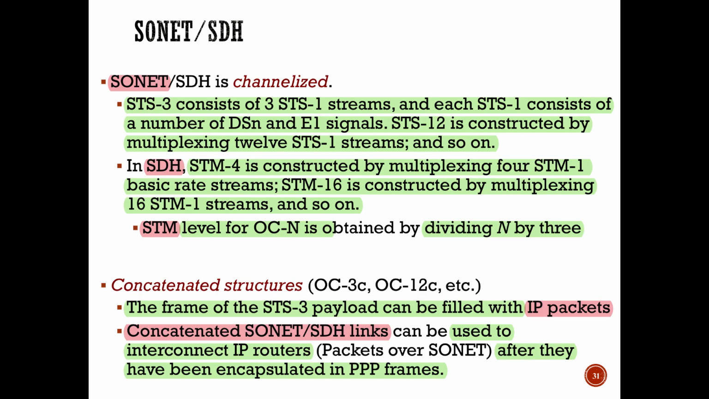SONET/SDH is channelized. STS-3 consists of 3 STS-1 streams, and each STS-1 consists of a number of DS-n and E1 signals. STS-12 is constructed by multiplexing 12 STS-1 streams, and so on. In SDH, STM-4 is constructed by multiplexing 4 STM-1 basic rate streams. STM-16 is constructed by multiplexing 16 STM-1 streams, and so on. The STM level for OC-n is obtained by dividing n by 3.